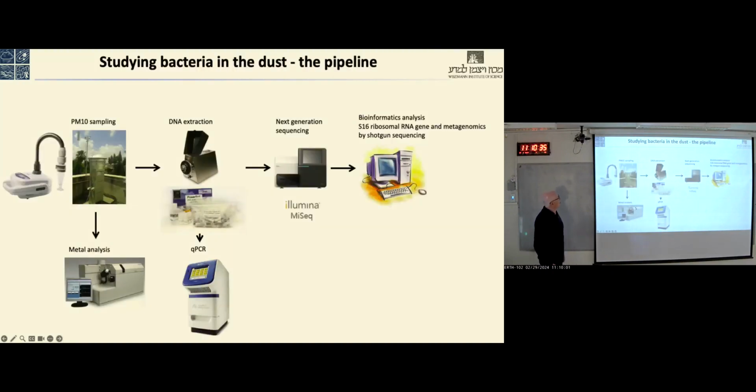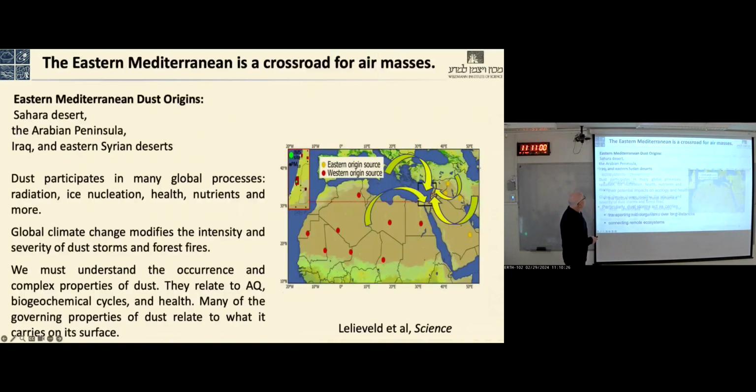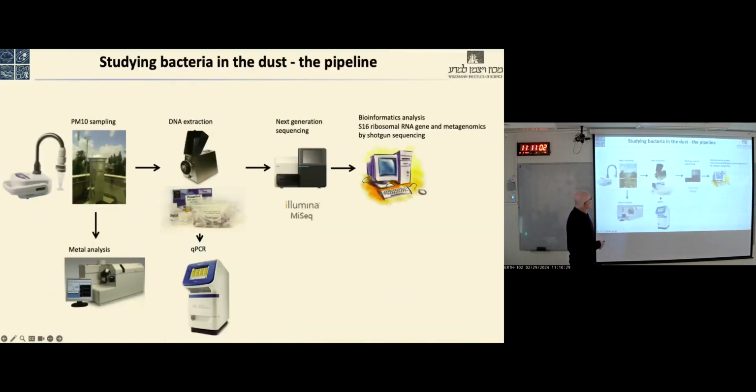So basically, how do we study bacteria in dust? We sample. We can sample on filters or directly into various liquids if we want to look at viability, or if we want to preserve some of the genetic material. We do all kinds of analysis, chemical analysis of tracers, metals, etc. Then we extract the DNA or RNA. We can do something called PCR. It's a way to quantitatively amplify genetic material. It allows you to know how much there is.